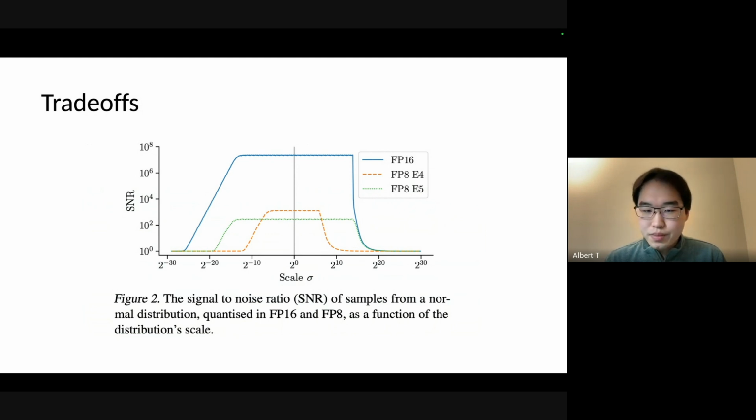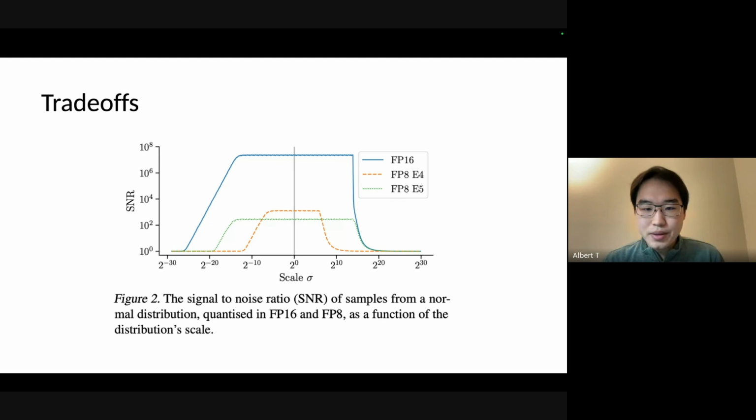This is a plot from another paper that I forgot to cite, but it shows this pretty clearly. So FP16 has 5 exponent bits and 10 mantissa bits, and it has the highest range and highest precision out of all these 3 data types. And also once you're inside of that range, you kind of have the same SNR, so it's scale invariant.